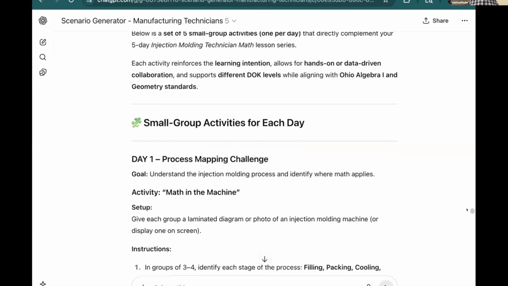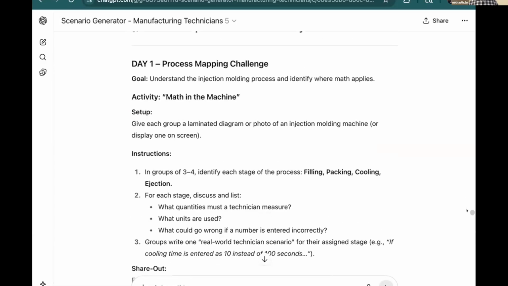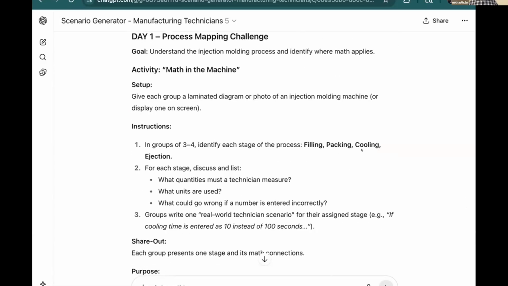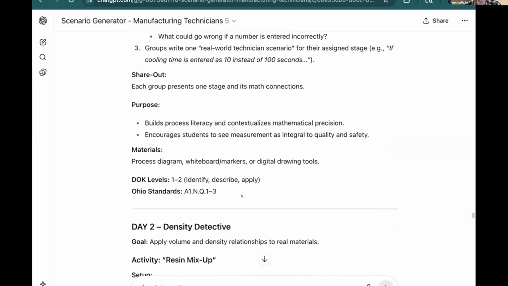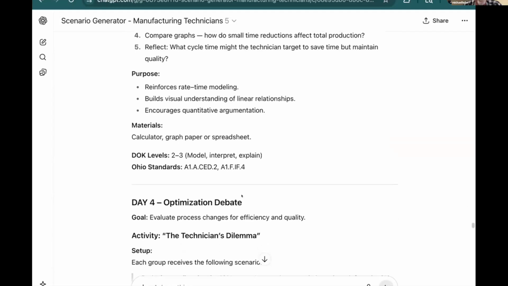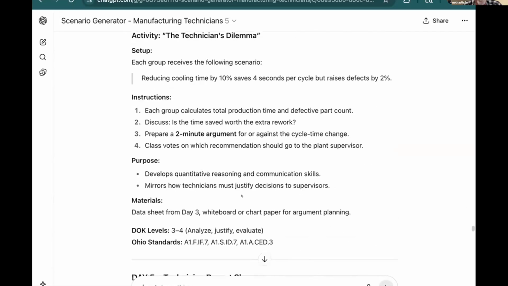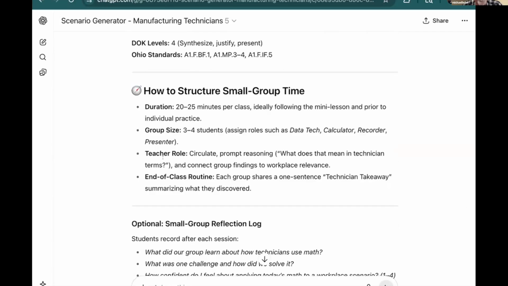Yeah, so here's small groups. Day 1, the activity is called Mapping the Machine. They each get a laminated diagram of an injection molding machine, and they have to identify these different parts of the process, and then identify where the math is used in them. It gives you the purpose, material you're going to need, things like that. And then, like Leilani mentioned, it also gave us a rubric that the kids would use in different roles, like how to structure your time.